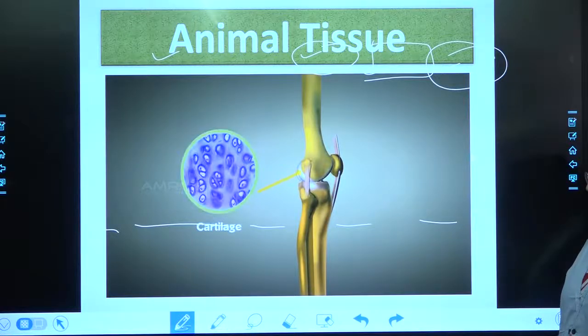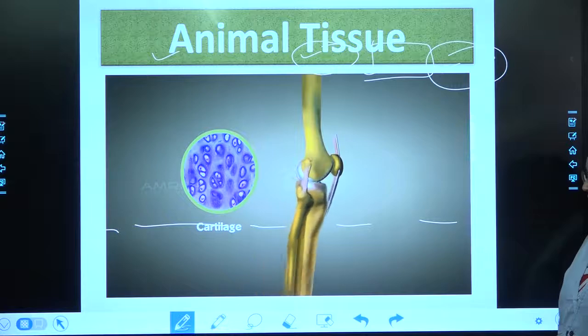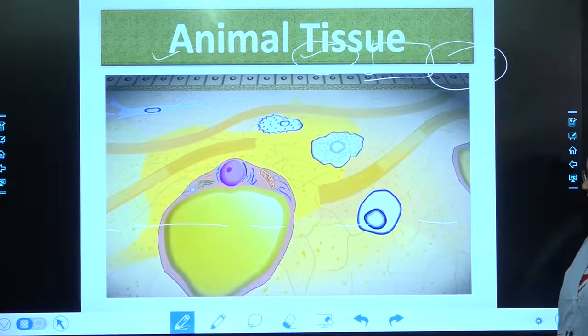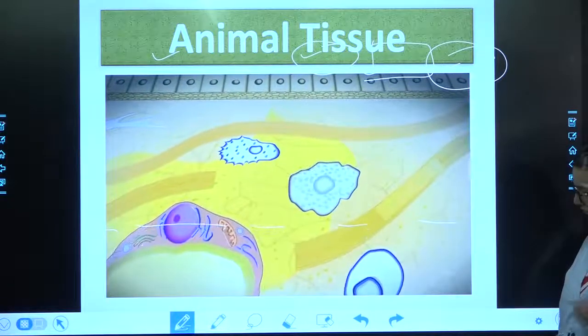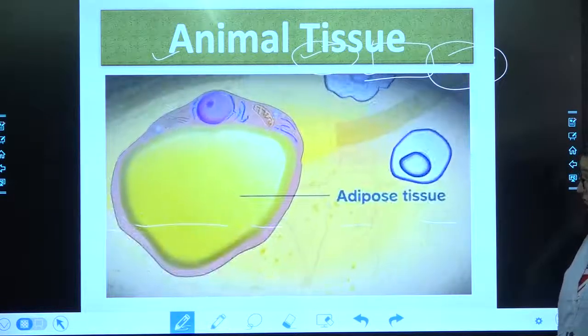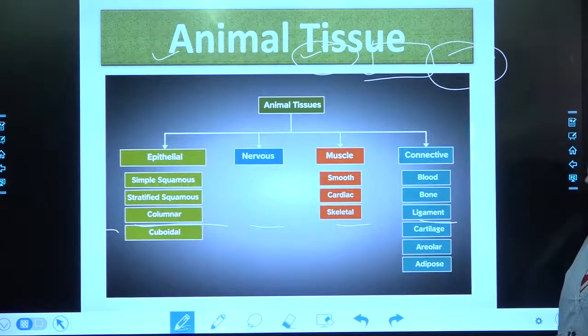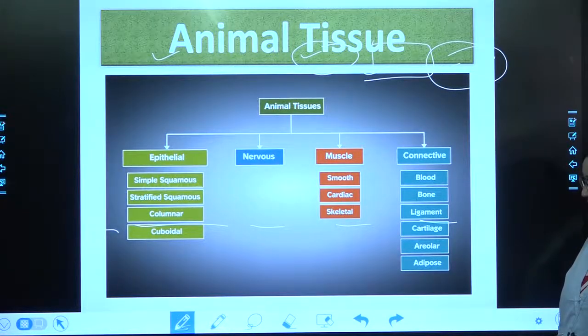Cartilage protects bones by preventing them from rubbing against each other. It is a tough but flexible tissue. Areolar fills the space inside the organs. It is gel-like with both elastic and non-elastic fibers. Adipose tissues store fat molecules. In conclusion, we have seen and understood the types of animal tissues, their subclassifications and their functions.